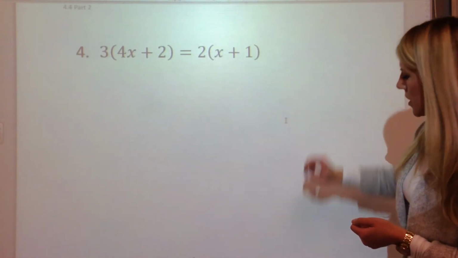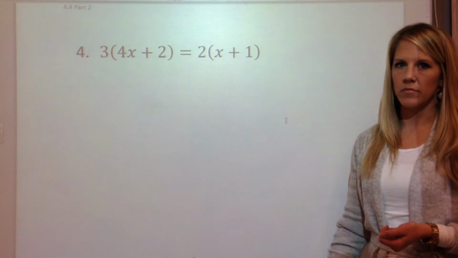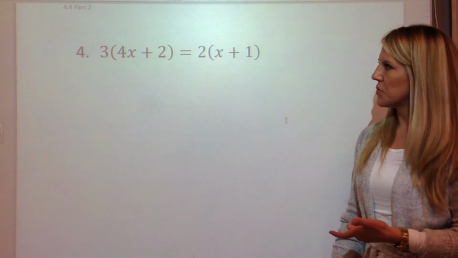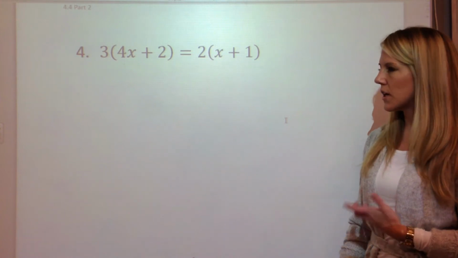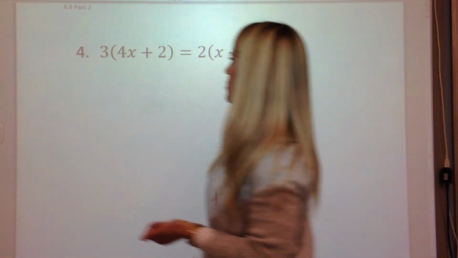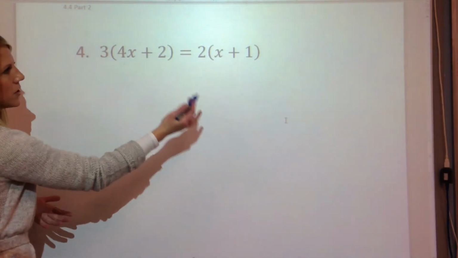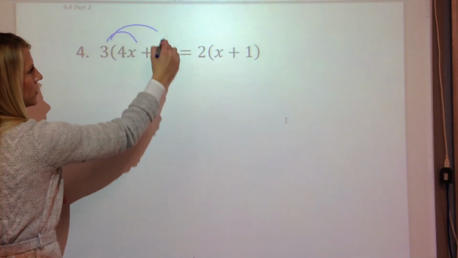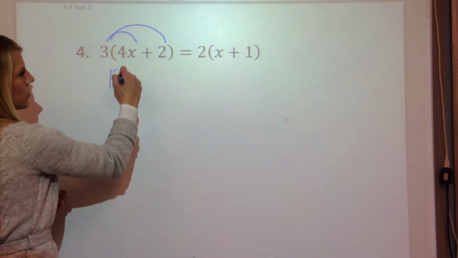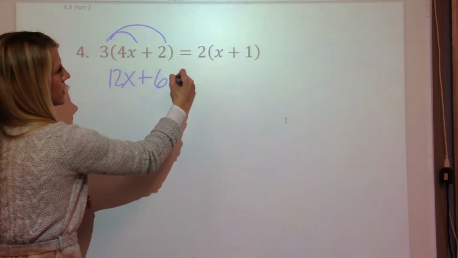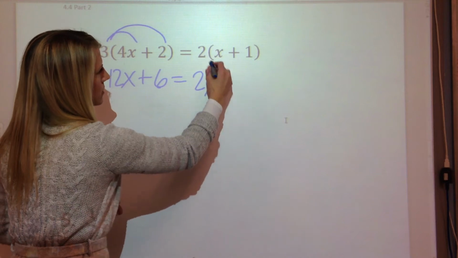Okay, another one. Left side, right side. Can I simplify either side? Do I have a variable on both sides? Yes and yes. So what does it look like I have set up to do here? The distributive property, so that's exactly what I'm going to do. 3 times 4x is 12x, plus 3 times 2 is 6, 2 times x is 2x, plus 2 times 1 is 2.